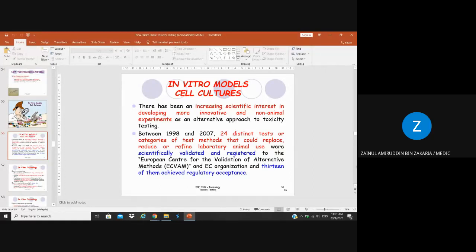Okay, as we have discussed before, they are concerned about the use of animals, the killing of animals, and so on. So scientists have tried to develop more innovative, non-animal based experiments. I highlighted some approaches yesterday. There are 5 approaches.